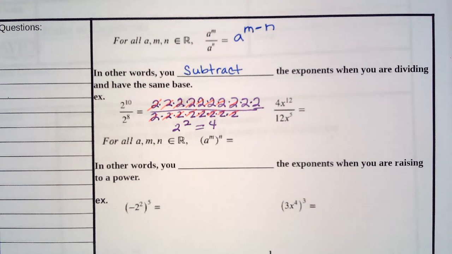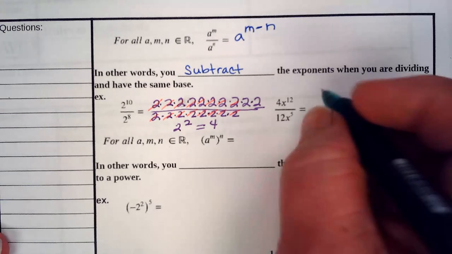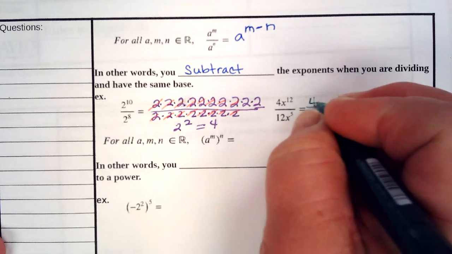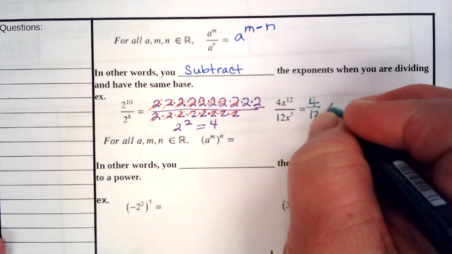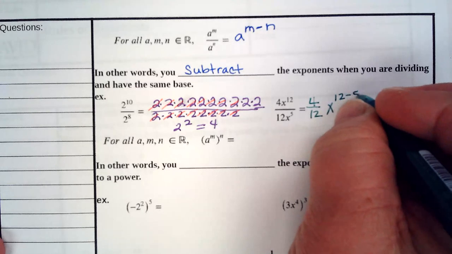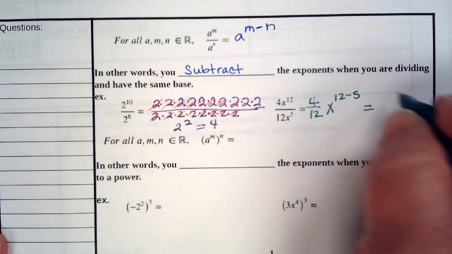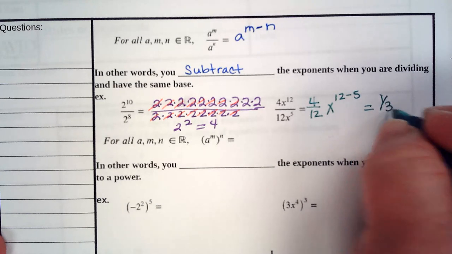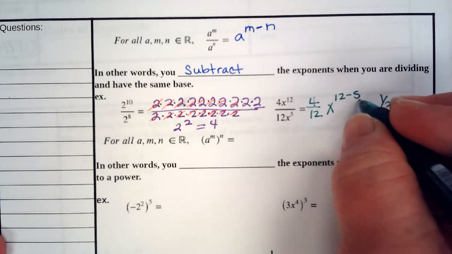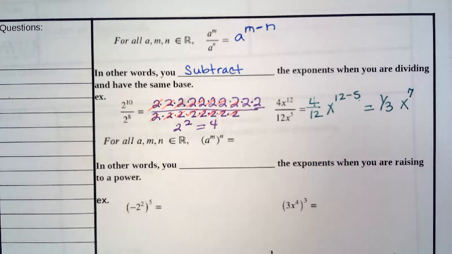Now, I've showed you in expanded form why it works. But what happens if you have numbers? If you have numbers, then you bring them out to the front and you'll have 4 divided by 12, x to the 12 minus 5 power. 4 divided by 12 is 1/3. X to the 12 minus 5 is x to the 7th, and we are done.